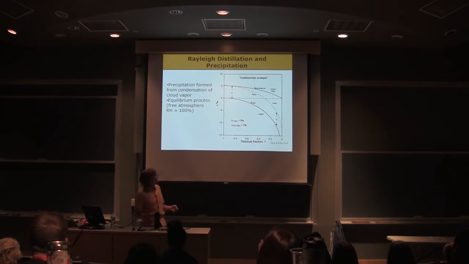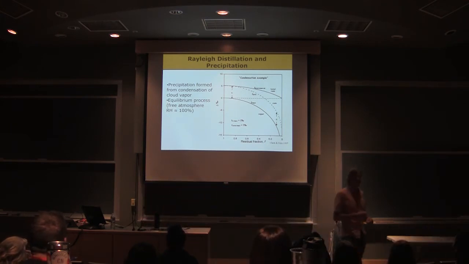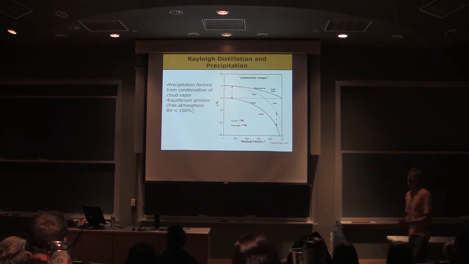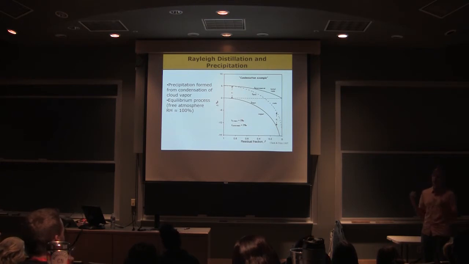What kind of fractionation do we expect here? I've got it right there. So who can read? Right, so we're going to expect equilibrium here, okay? And why is this? Well, for condensation to occur in the atmosphere, it's basically essential that the atmosphere be saturated, that we have 100% relative humidity.